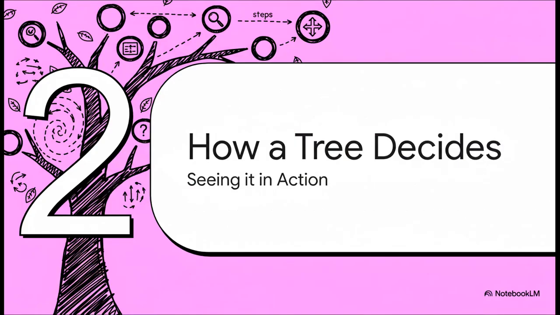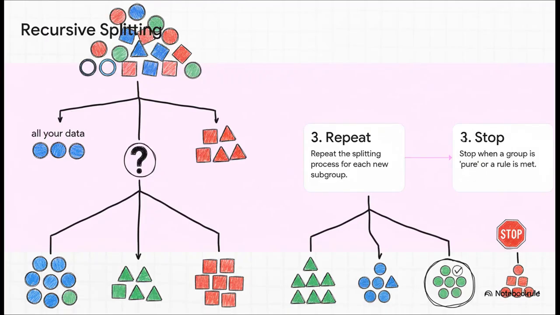Okay, so we've got the what. But now for the how. How does a tree actually put all these pieces together to make a prediction? Let's see it in action. The process is basically a top-down sorting game. You start with your whole dataset in one big pile at the root node. Then the algorithm figures out the single best question it can ask to split that pile into smaller, cleaner piles. And it just keeps doing that over and over for each new pile. It asks another question, splits the data again, and so on, until it gets to a pile that's pure, where everything in it has the same outcome. Or, until it hits a limit you've set.